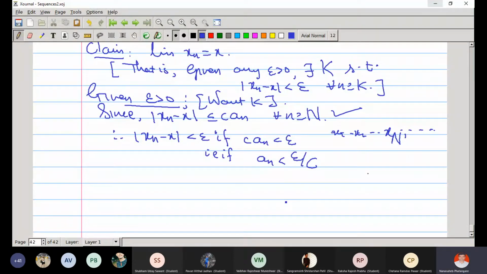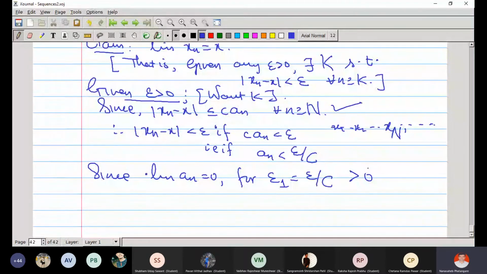Is it possible to make an less than that? Yes. Why? Because the limit of an is 0. Since the limit of an is 0, for epsilon 1 equal to epsilon by c, can I take epsilon 1 equal to epsilon by c? Epsilon is already given, known, and c is also known in the given data, and this is a positive quantity because both are positive. And the limit of an is 0.